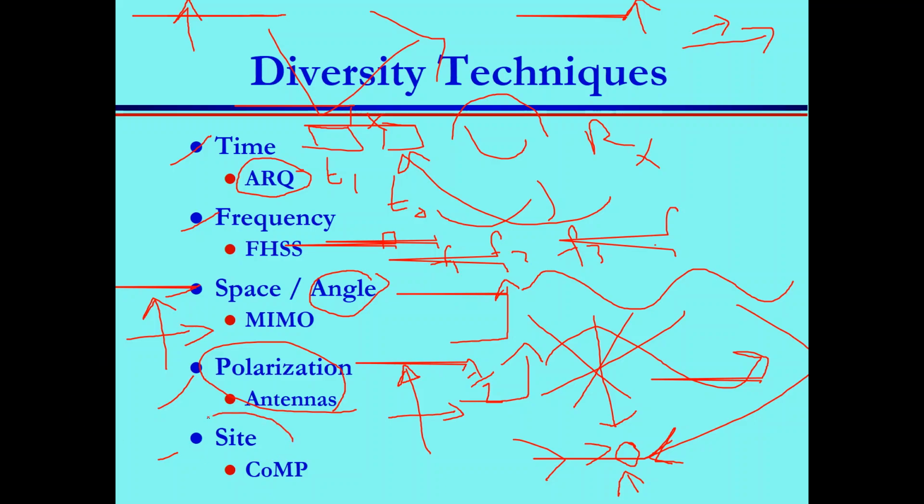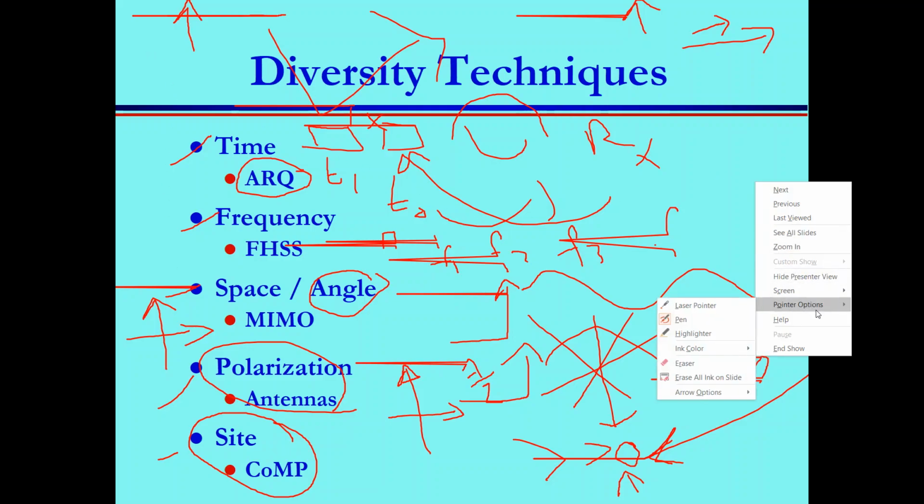The last type of diversity technique we call site diversity, or position diversity. You have usually in a wireless communication system, what do you have?